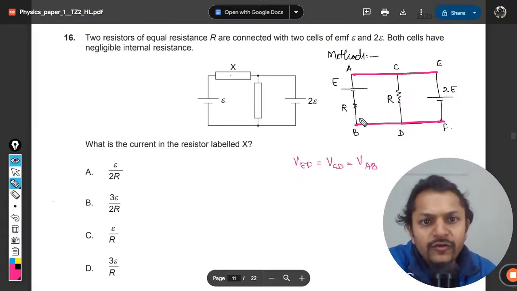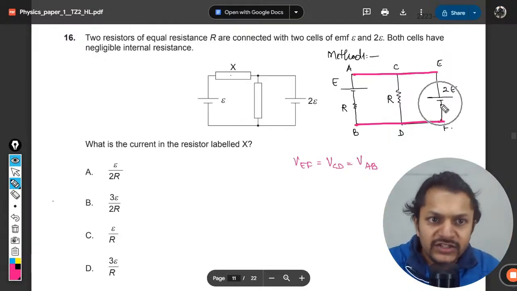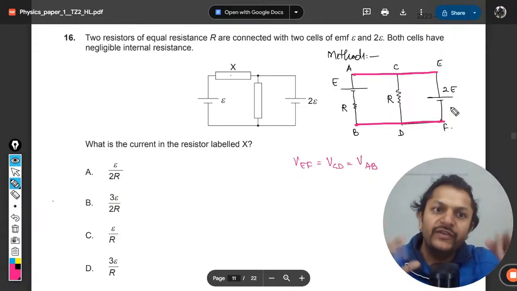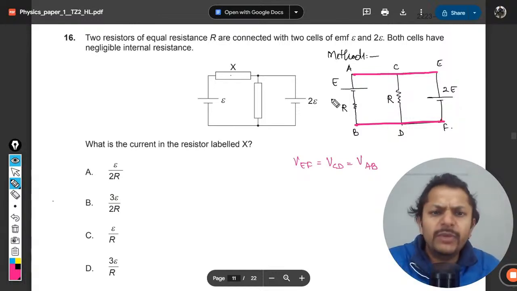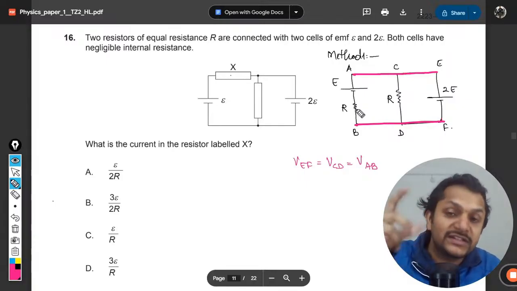And now current is flowing from everything, but because there is no resistance in this branch, there is no problem. The potential difference will be 2E whether the current is flowing or not. That doesn't matter. But in this case, the potential difference across AB will incorporate the resistance also.